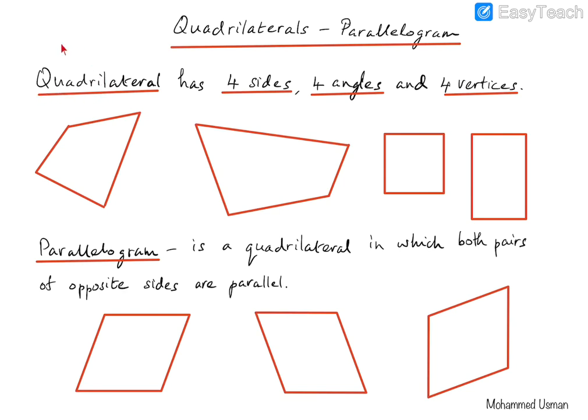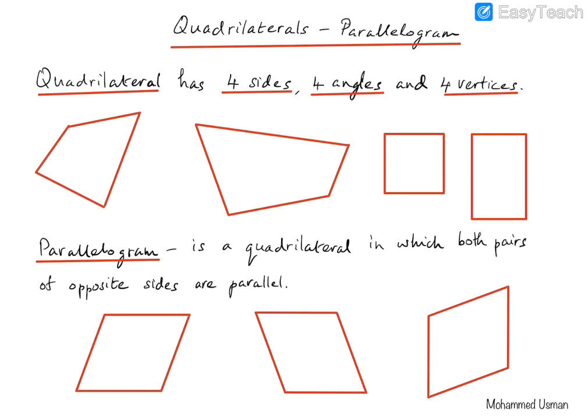As the name suggests, quad means four. So a quadrilateral is a figure or a polygon that has four sides, four angles, and four vertices. So if you look at all these figures here, these are all quadrilaterals. They have four sides. That's the first side, side number 2, side 3, side 4.